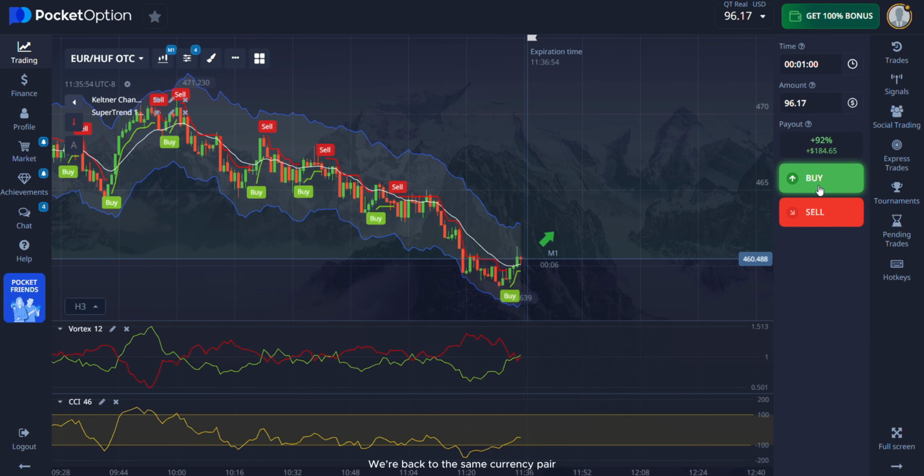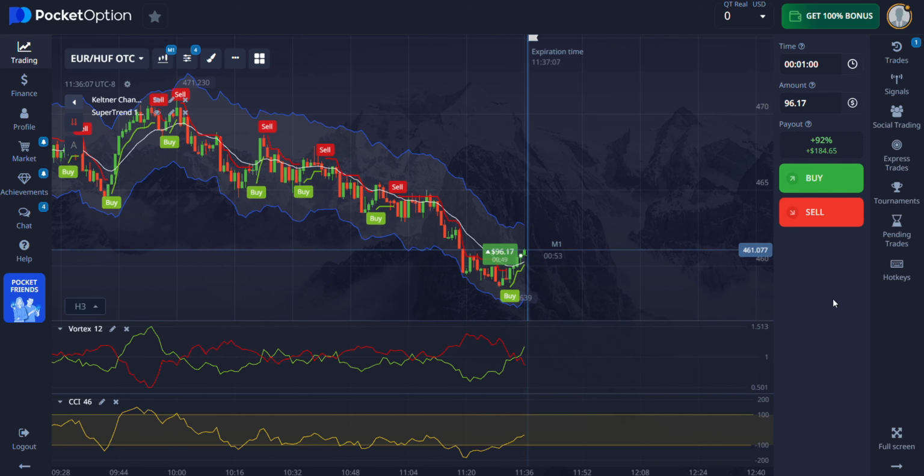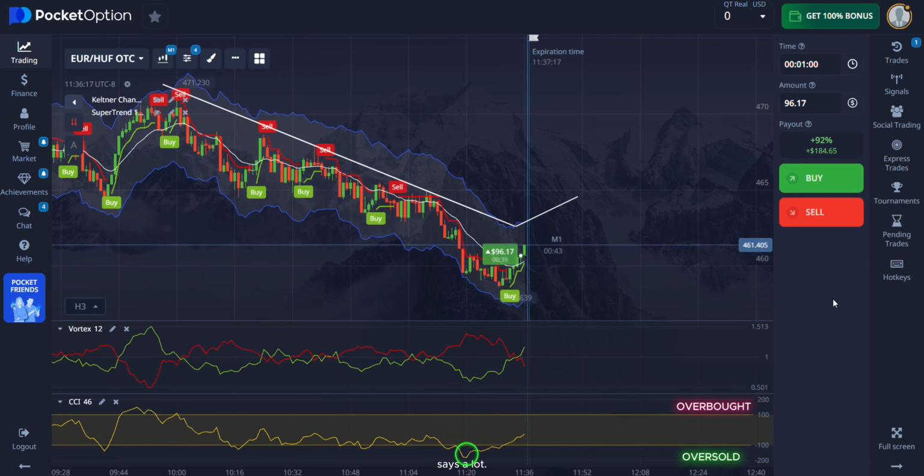We're back to the same currency pair, where we previously decided not to take the risk. The price moved upward, and if we had taken the trade back then, it would have been a winning one. But we made the decision not to go against the trend, and that was the right call. Even so, the fact that the strategy and indicators still worked, even in a counter-trend setup, says a lot. It's a strong confirmation that the system is reliable, even when we choose to stay out.